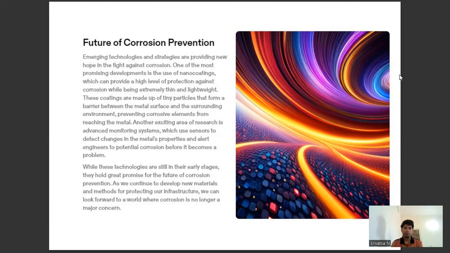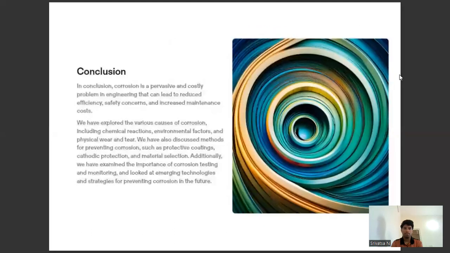Another exciting area of research is advanced monitoring systems, which use sensors to detect changes in the metal's properties and alert engineers to potential corrosion before it becomes a problem. While these technologies are still in their early stages, they hold great promise for the future of corrosion prevention. As we continue to develop new materials and methods for protecting our infrastructure, we can look forward to a world where corrosion is no longer a major concern.